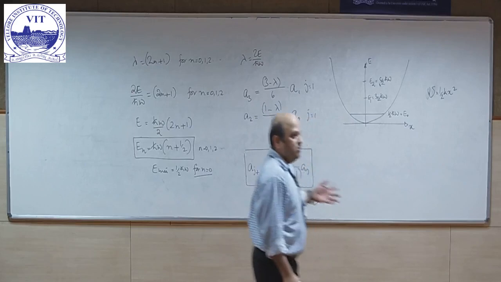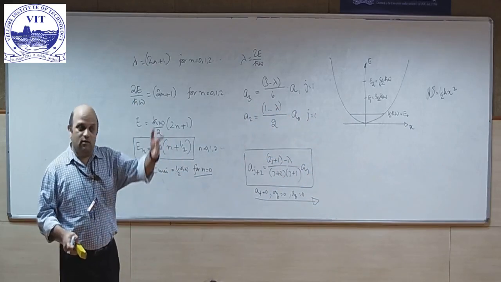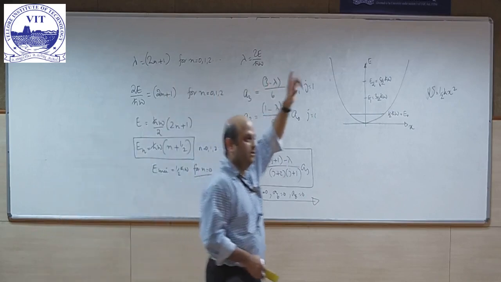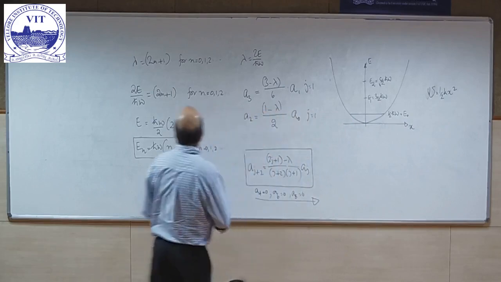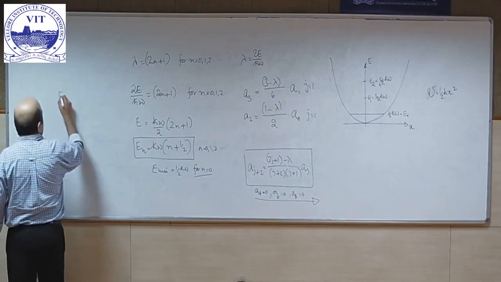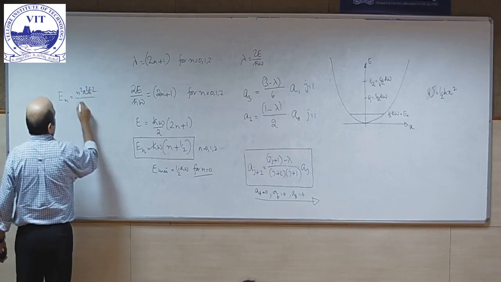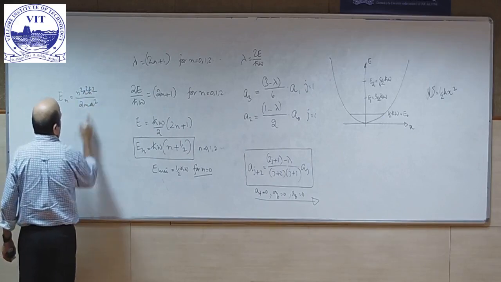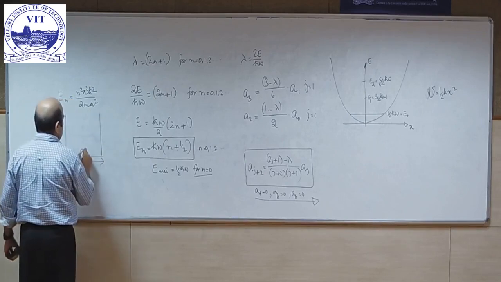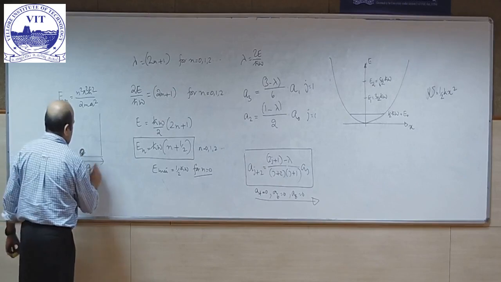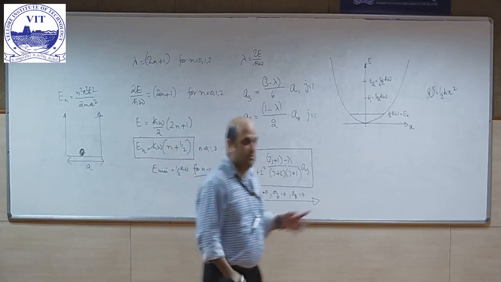E0 not equal to 0, you already had it in a particle in a box, remember. Particle confined to an infinite potential. There also you had E not equal to 0. En was n square pi square h bar square divided by 2m a square. A is the extent to which this particle is allowed to move around. This is A, this is infinite. Here also the minimum energy was not 0, remember.